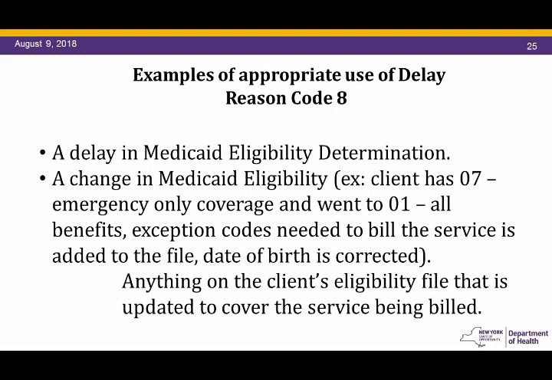Examples of when you would use delay reason code 8. A delay in Medicaid eligibility determination. Another example, a change in the Medicaid eligibility. For example, the client has 07 emergency only coverage and it went to 01 all benefits, or exception codes needed to bill the service are added to the file, or the date of birth is corrected. Anything on the client's eligibility file that is updated to cover the service being billed, you would use delay reason code 8.